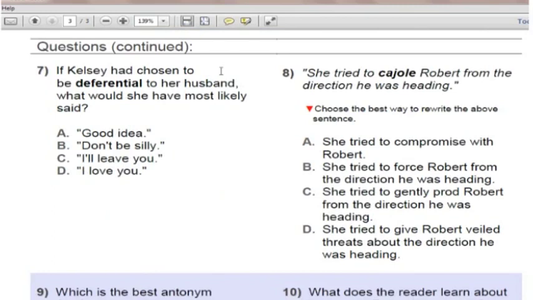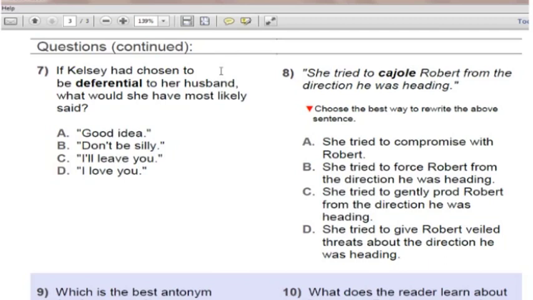Question number seven is, if Kesley had chosen to be deferential to her husband, what would she have most likely said? A, good idea. B, don't be silly. C, I'll leave you. D, I love you. The option is B.